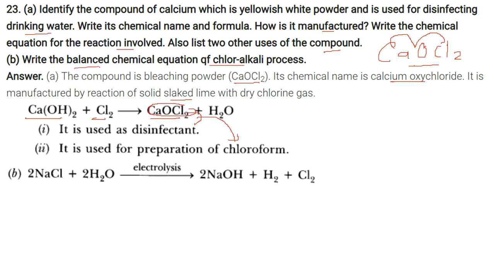The second part, the balanced chemical equation. So NaCl combines with water and is electrolyzed, giving you NaOH, and H2 and Cl2 are formed, and this is known as the chloralkali process.